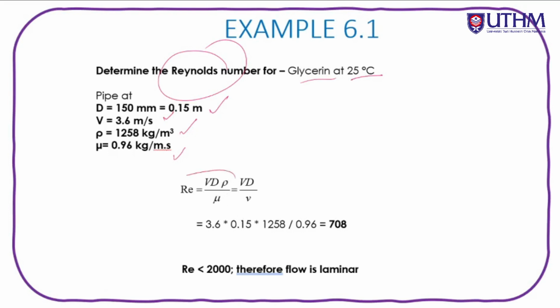So we use these equations, and we replace for the velocity, the diameter of the pipe, and the density of the glycerin, divided by the dynamic viscosity, and then we get 708. And then we can classify, since the Reynolds number is less than 2000, we can consider the flow as a laminar flow. Very easy, right?